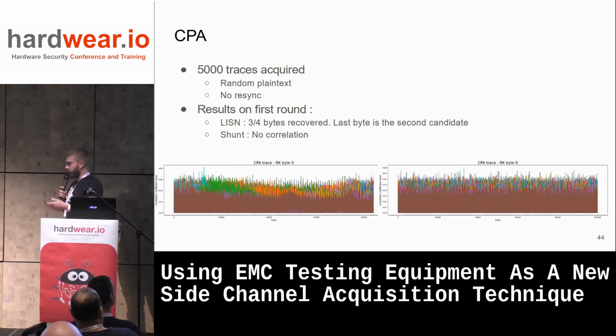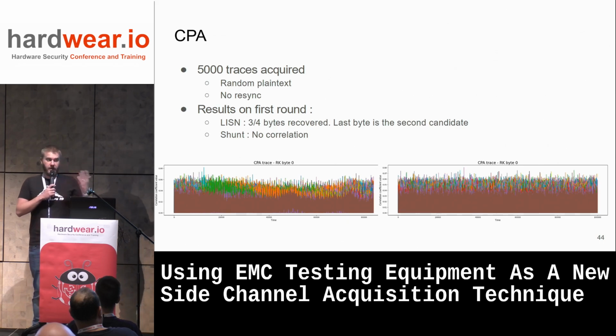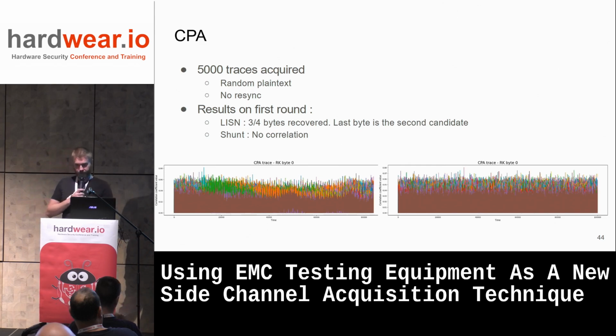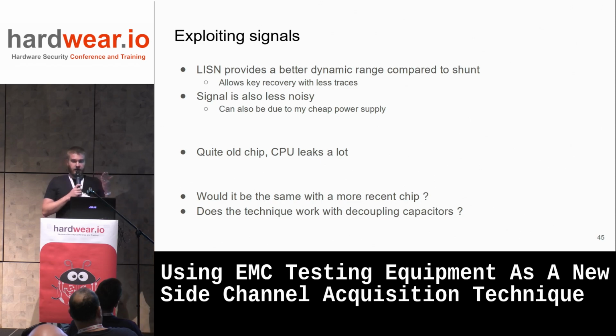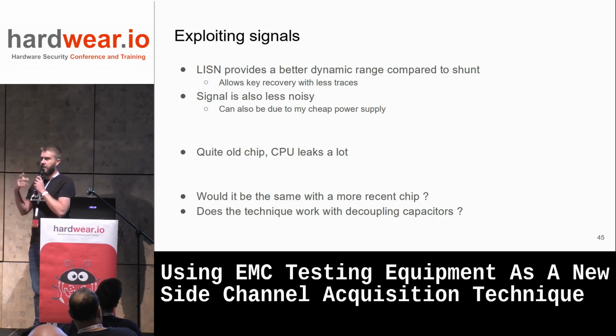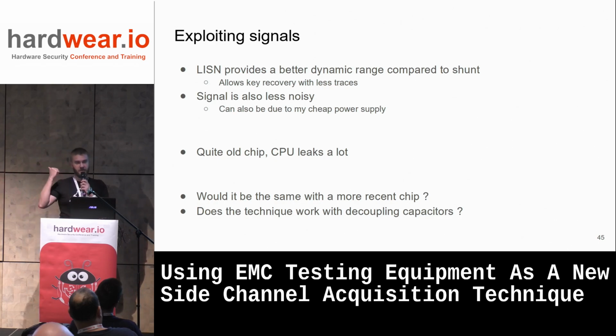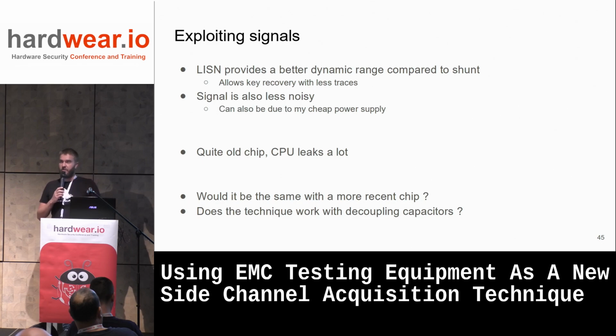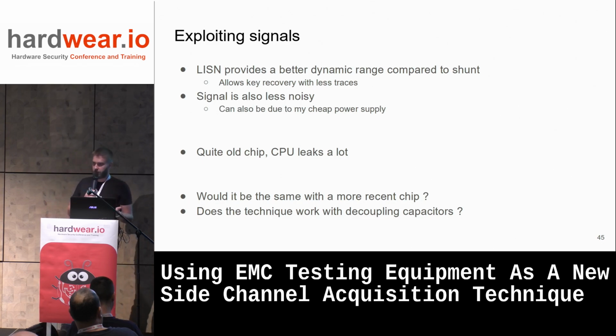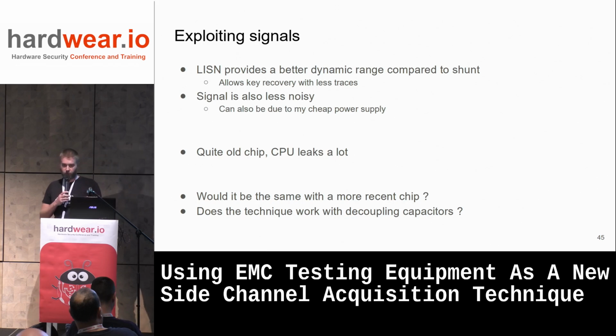If you have more traces, it will work, but with only 5,000 traces on the LISN, you can at least get 3 out of 4 bytes of the key, which is already good. But with the shunt, I had no correlation. So it looks like the dynamic range with the LISN is a bit better and it allows recovering the key. But this was the ideal setup. I removed all the capacitors. It's an old microcontroller. It leaks a lot. So maybe with more recent chips and with more difficult parameters, it will not work as well.